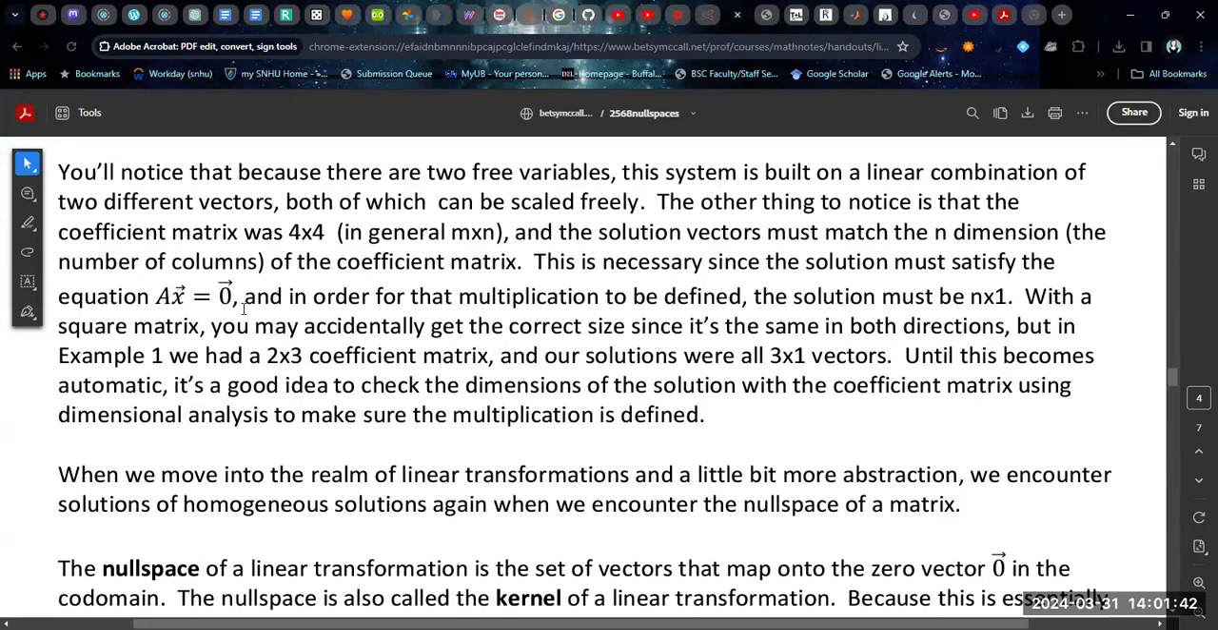Now, until this becomes automatic, it's a good idea to check that the dimensions of the solution with the coefficient matrix still work using dimensional analysis to make sure the multiplication is defined. It is very common for students, for instance, to forget to add in the free variables at the bottom of the equation, and not get vectors that satisfy the required multiplication properties. So this is a way of helping ensure that you remember to make the vectors the appropriate length.